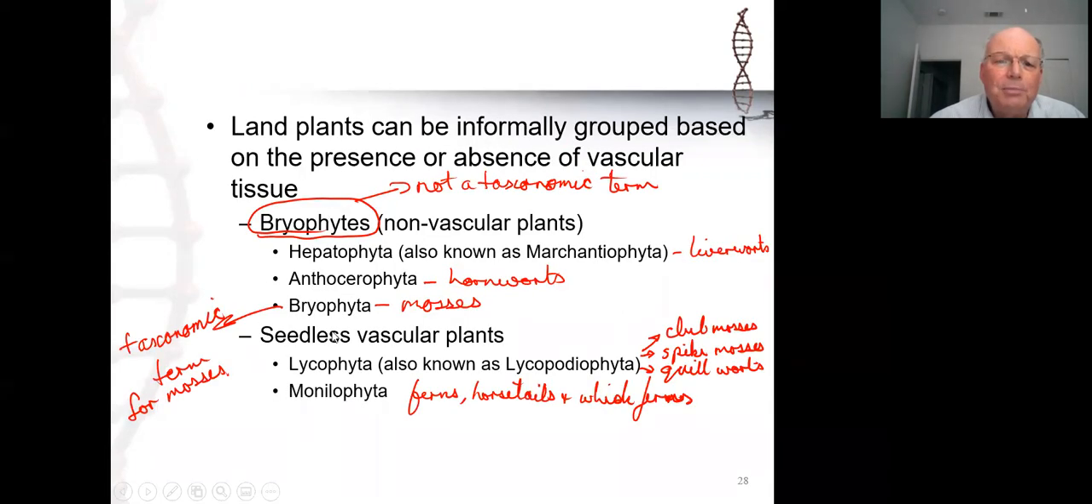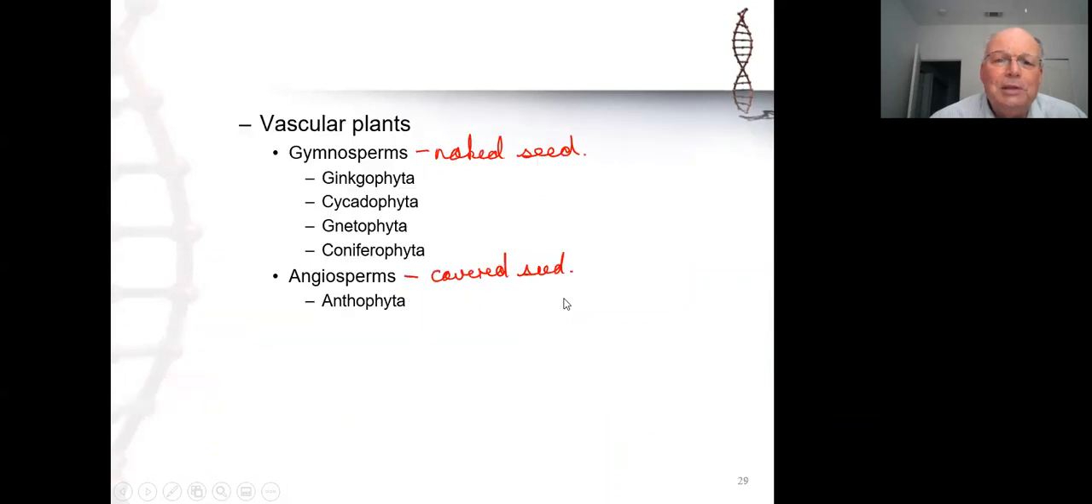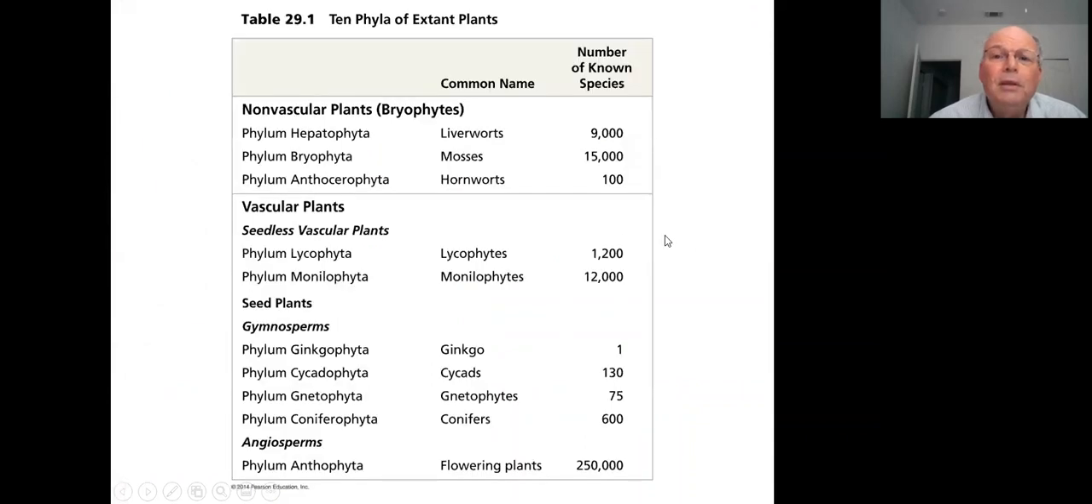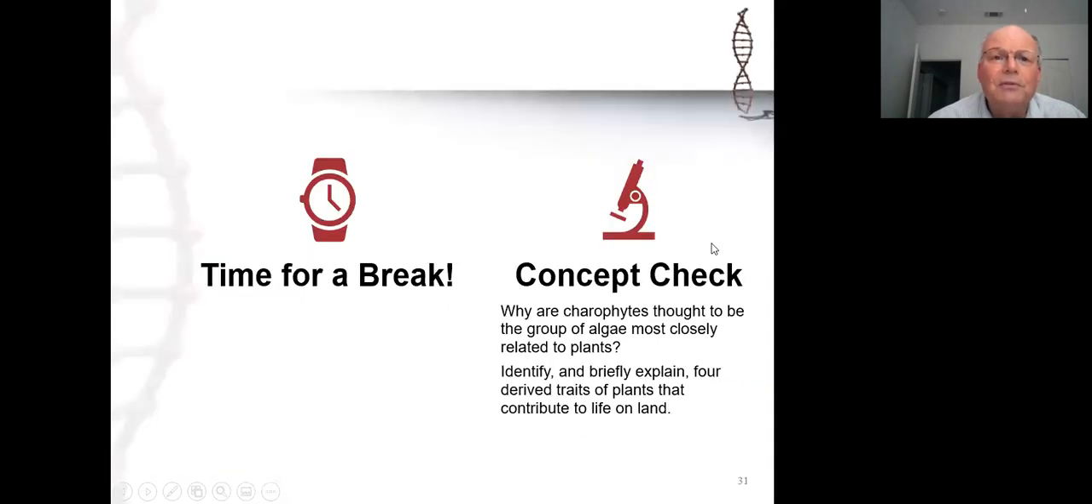Today, we're going to talk about the bryophytes and the seedless vascular plants. In the next chapter, we'll talk about the vascular plants, the gymnosperms, and the angiosperms. So this table comes straight out of the chapter, just gives you a breakdown of the number of species in each of those groups. You can take a look at that for yourself.